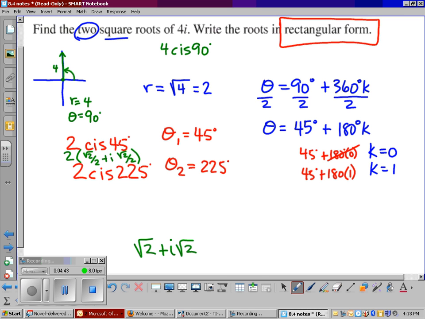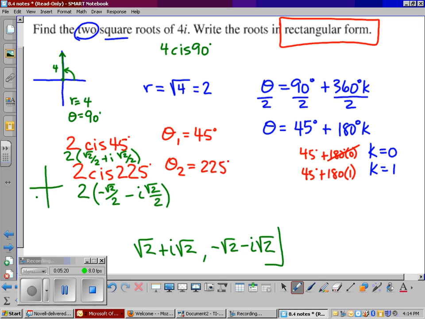Now when I get out of quadrant 1, and I look at 225 degrees, you have to be careful and remember that you are in quadrant 3, where the cosine and the sine are both negative. So pay attention to your signs, your pluses and your minuses on this. I still have a reference angle of 45, so cosine 225 degrees is negative square root of 2 over 2, and then plus i sine 225 degrees is negative square root of 2 over 2. And simplify that answer, and I get negative square root of 2 minus i square root of 2. So in rectangular form, those are my two answers.